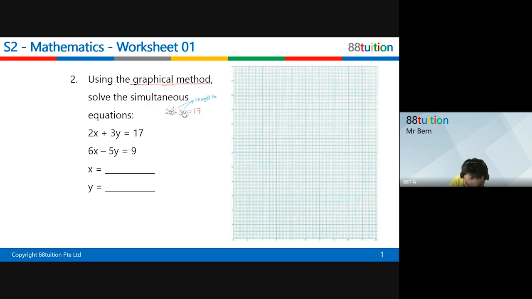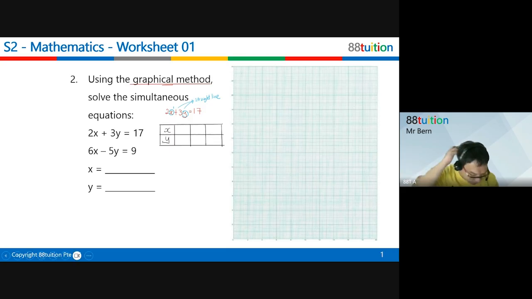But in order to draw the straight line, what do I need? I need points. I need CPR, remember not? So I need points. Down here, I need to open up 4 columns. We have the x and the y.